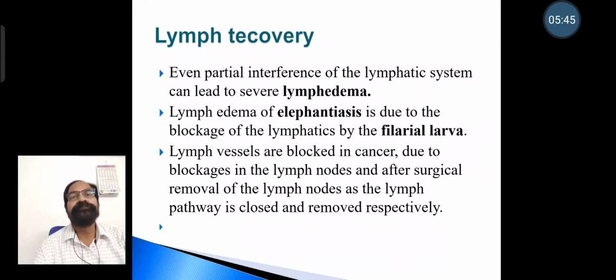Even partial interference in the lymphatic system can lead to severe lymphedema. Lymphedema of elephantiasis is due to blockage of the lymphatics by filarial larva. Lymph vessels are blocked in cancer due to blockages in the lymph nodes and after surgical removal of lymph nodes, as the lymph pathway is closed and removed respectively.